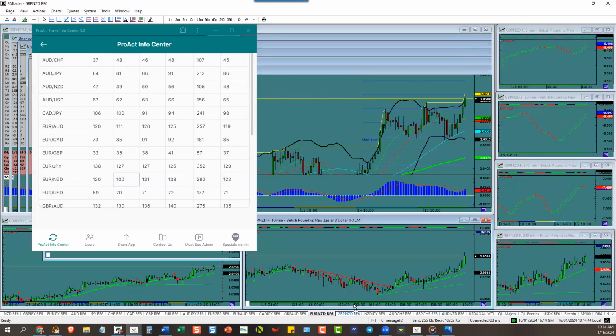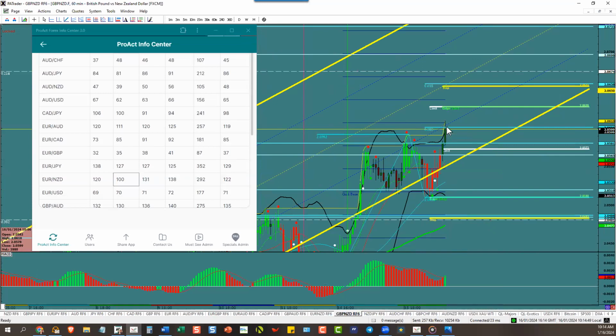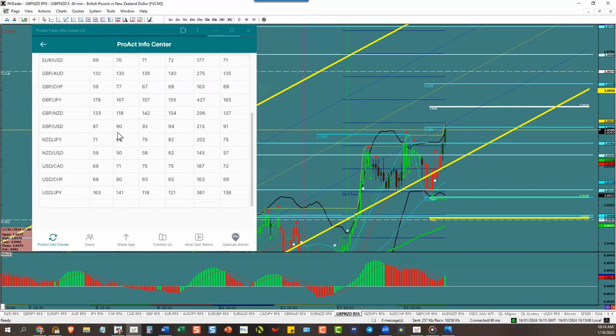Over to pound New Zealand. It should be breaking up now. It is. There it is. So there it goes. We can trade this, all right, but we don't have 55 pips, so we'll walk away from it and walk away from pound New Zealand. The target is right here at 0628 with pound New Zealand having an ATR of 118 pips.